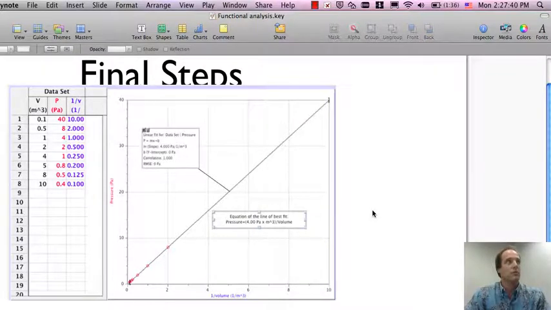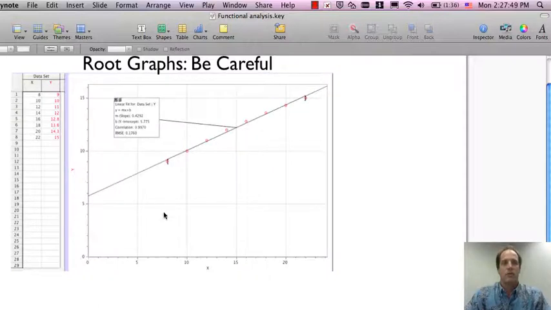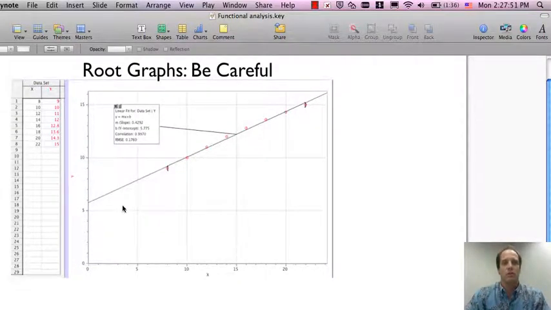Now, there are a few things that can hang you up along the way. One common mistake is to think that a square root graph is linear. So here's a sample set of data for a square root graph. You can see I can do a line of best fit for that, and it does look like most of the points are on the line.